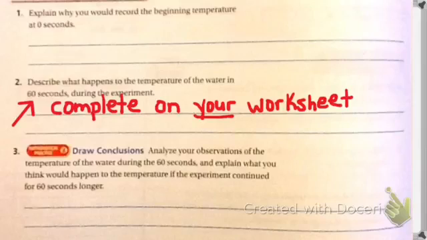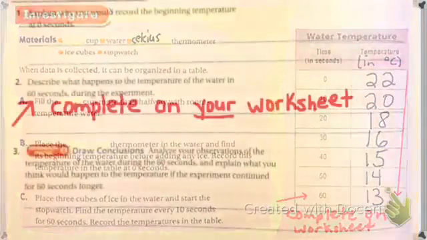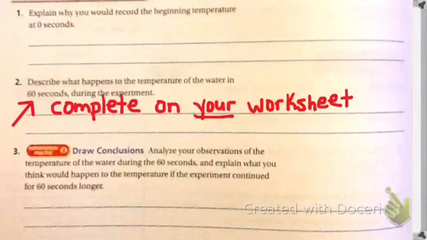Now we move on to question number 2 that says, describe what happens to the temperature of water in the 60 seconds during the experiment. So again, if I go back and look at my table, at the end of the experiment, 60 seconds, what happened to the water as it changed? How did it change? Do you see any pattern with it changing? Was there anything specific about the change? That's what you're going to answer on your worksheet for question number 2.